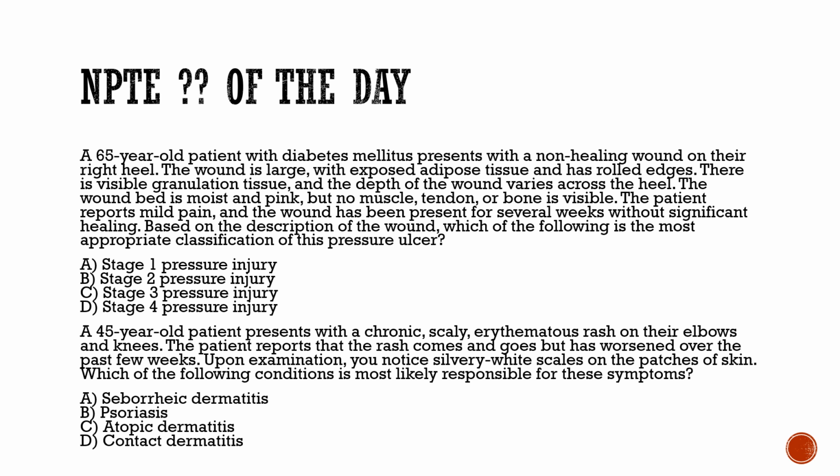The second question is: a 45-year-old patient presents with a chronic scaly erythematous rash on their elbows and knees. The patient reports that the rash comes and goes, but has worsened over the past few weeks. Upon examination, you notice silvery white scales on the patches of skin. Which of the following conditions is most likely responsible for these symptoms? A, seborrheic dermatitis, B, psoriasis, C, atopic dermatitis, or D, contact dermatitis.